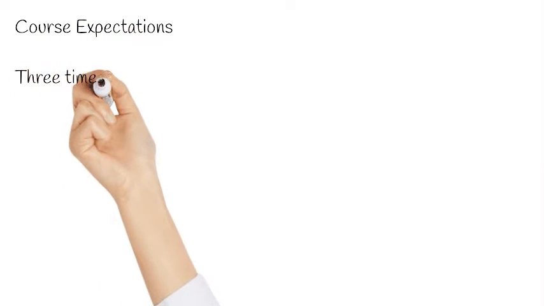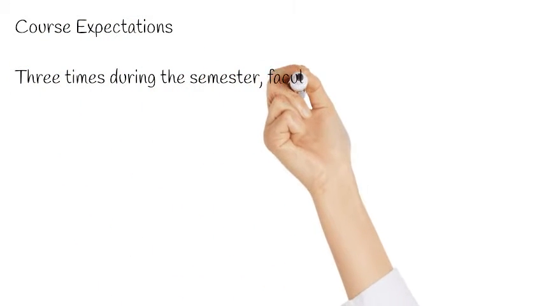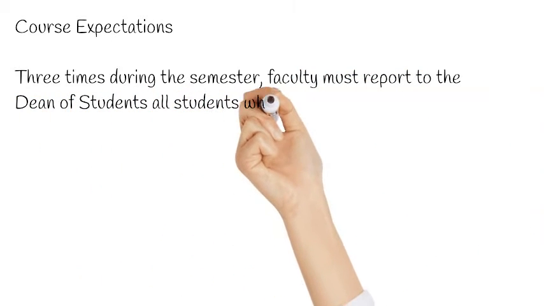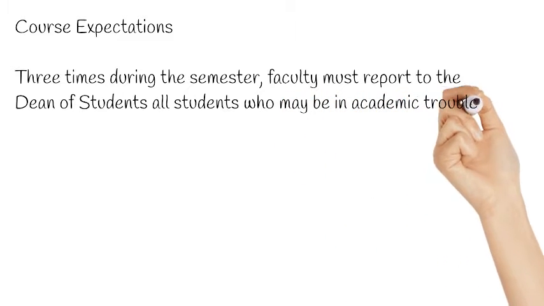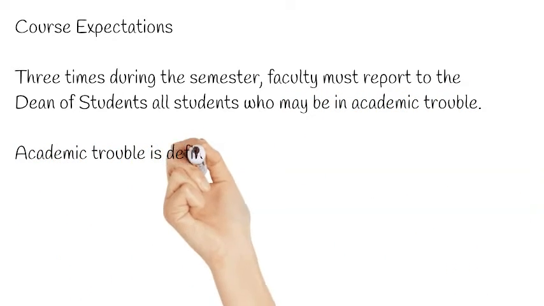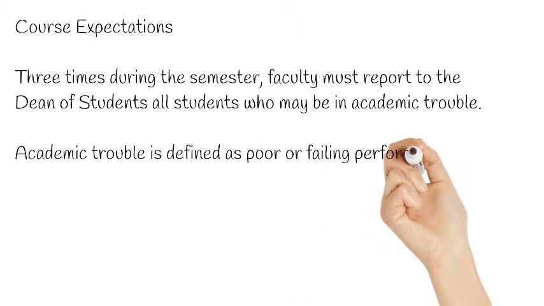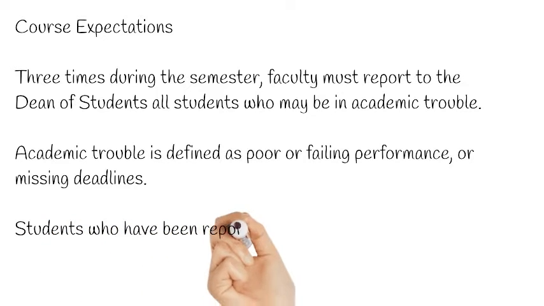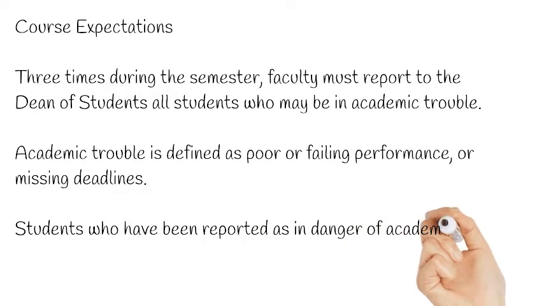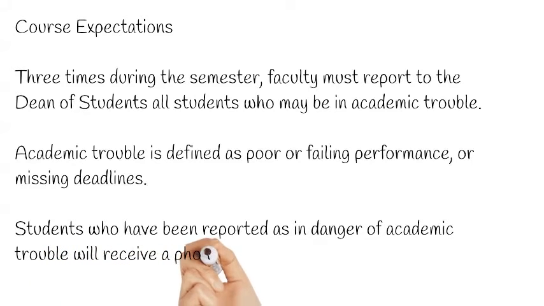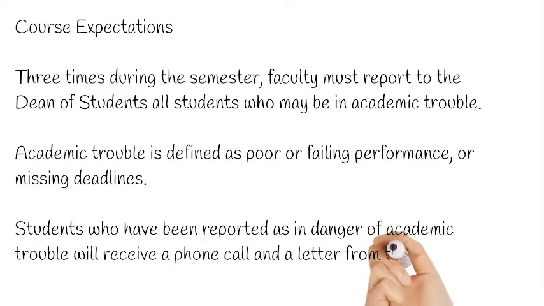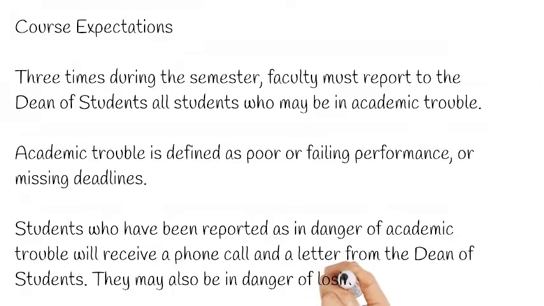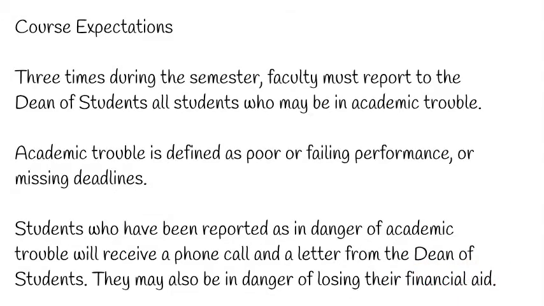Course expectations. Three times during the semester, faculty must report to the Dean of Students all students who may be in academic trouble. Academic trouble is defined as poor or failing performance or missing deadlines. Students who have been reported as in danger of academic trouble will receive a phone call and a letter from the Dean of Students. They may also be in danger of losing their financial aid.